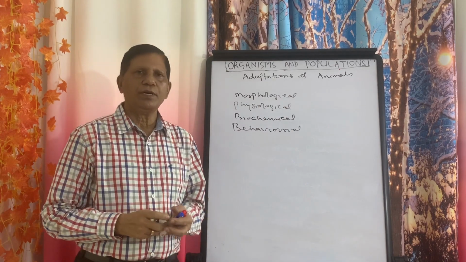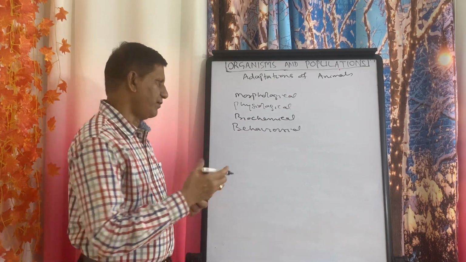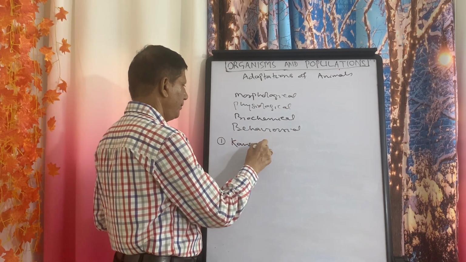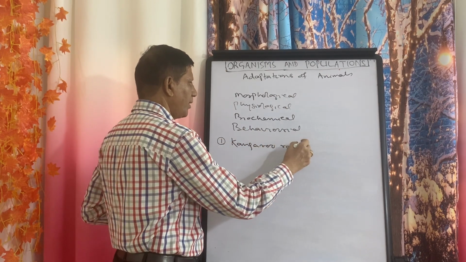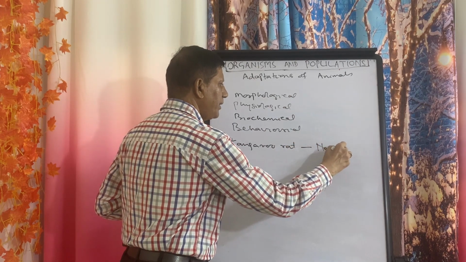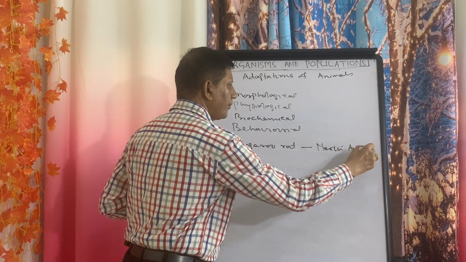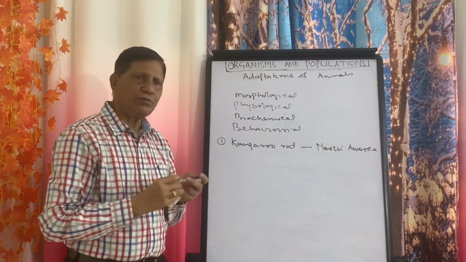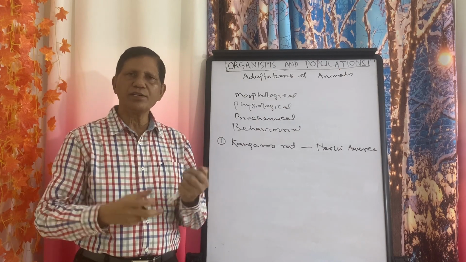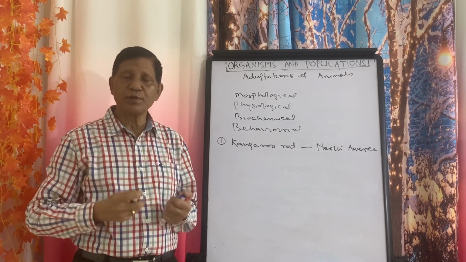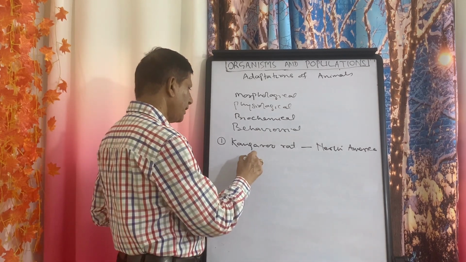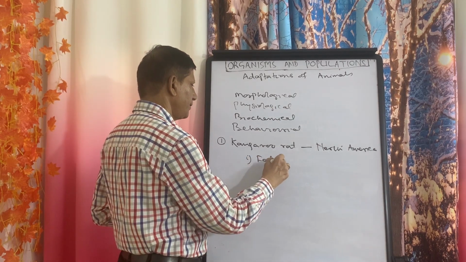Now suppose you take the case of the kangaroo rat. The kangaroo rat usually dwells in North America. It usually survives in areas where external water is not available. Then how does it get water for its own survival? Two methods. In one method, fat oxidation.